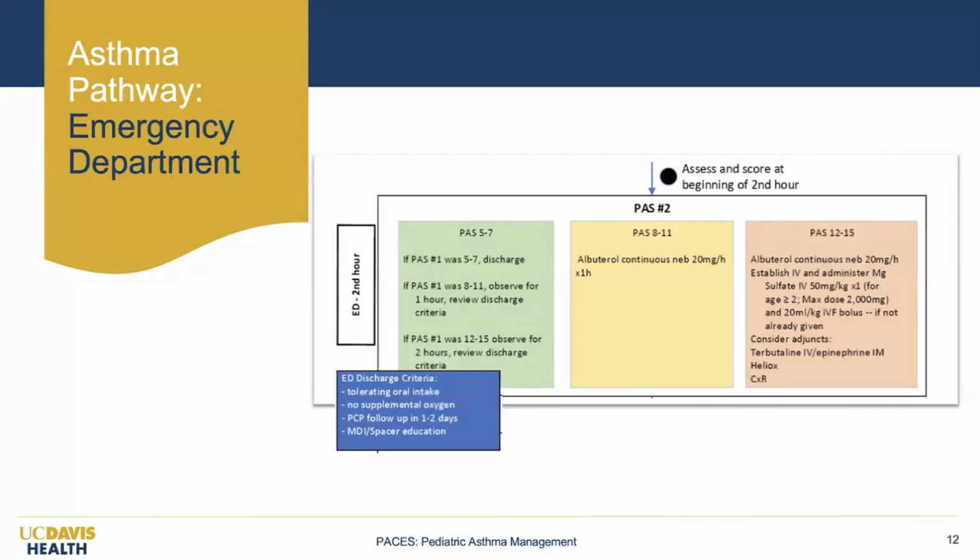Whereas our kids who are moderate or severe in this second hour, we're typically continuing them on more albuterol. At this point, we're transitioning them from the back-to-back treatments to continuous nebulized therapy, which we usually give at a dose of 20 milligrams per hour. In our more severe children, we're also considering some adjuncts, and I'm going to talk about those again in just a couple of minutes.